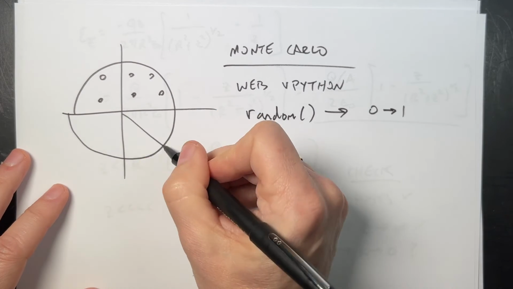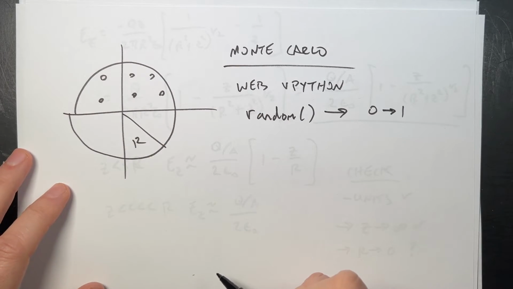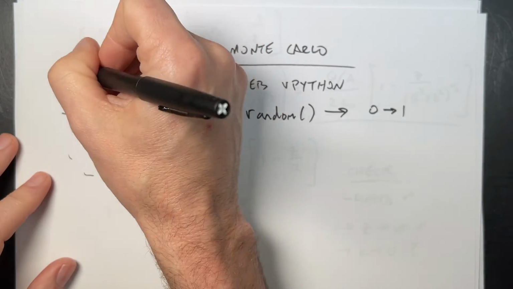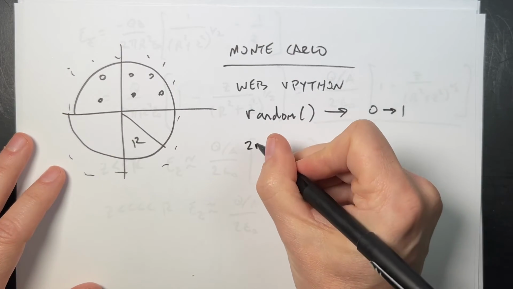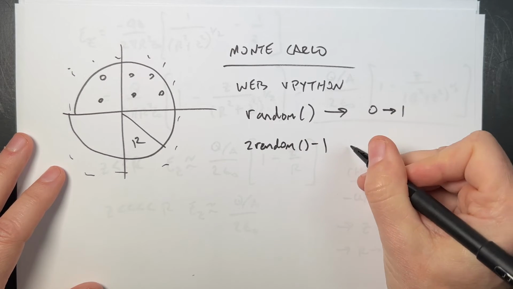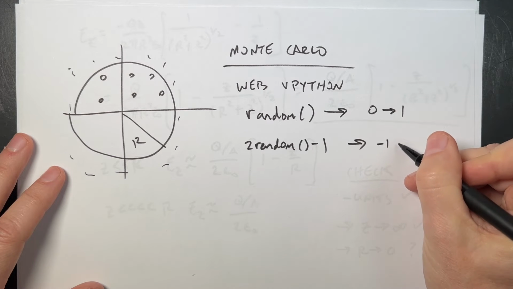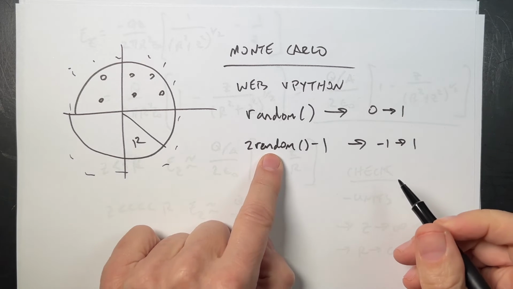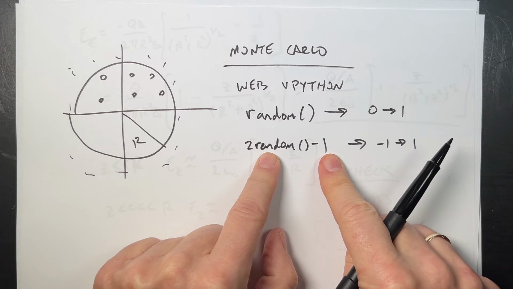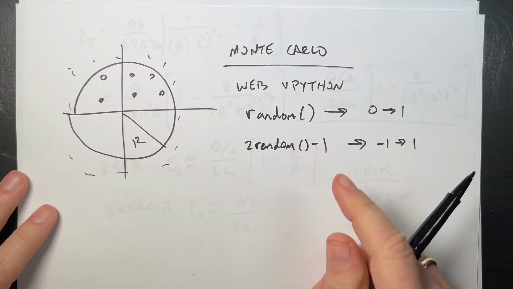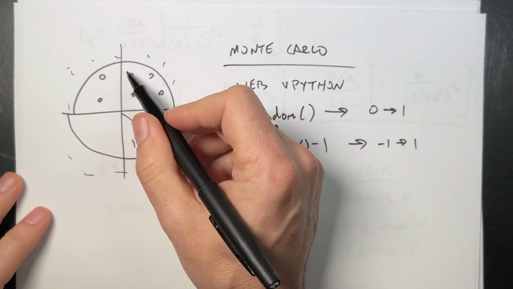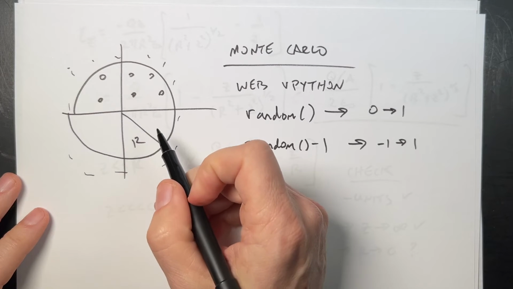So if this has a radius of r, what I'm going to do is generate dots in a square using 2 times random minus 1. This will give me a number between -1 and 1, right? Because 2 times random is 0 to 2. Subtract 1, now I have -1 to 1. And so I'm going to make points in a square, and then I'm going to eliminate them if they don't fit in a circle. And that way they will be uniformly distributed.